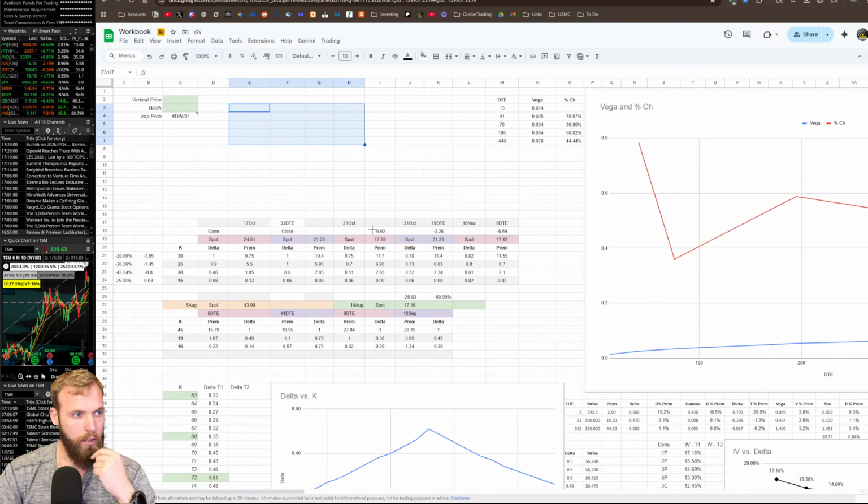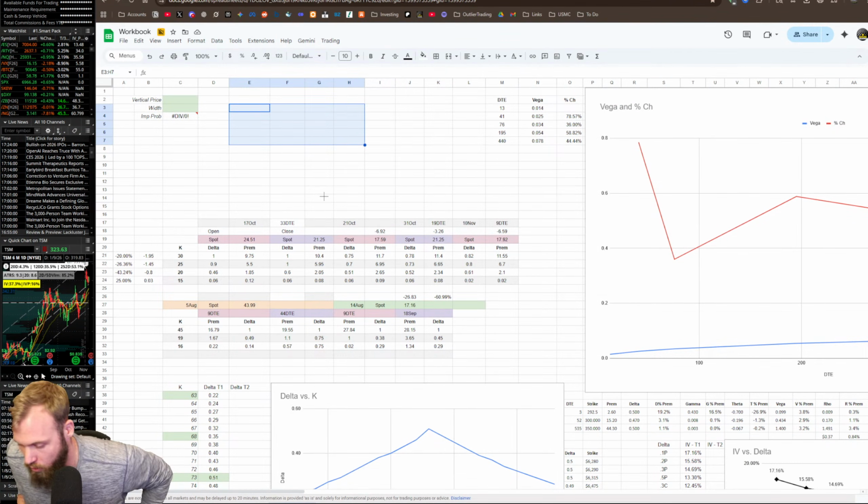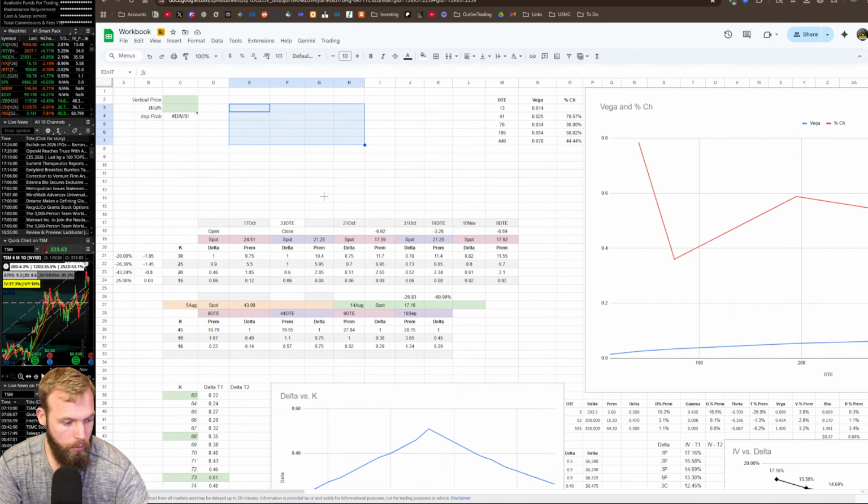Okay. I want to talk a little bit about, I don't know how deep I want to go into this. I do want to touch on it quickly because one of the things that verticals are useful for are probability density functions.